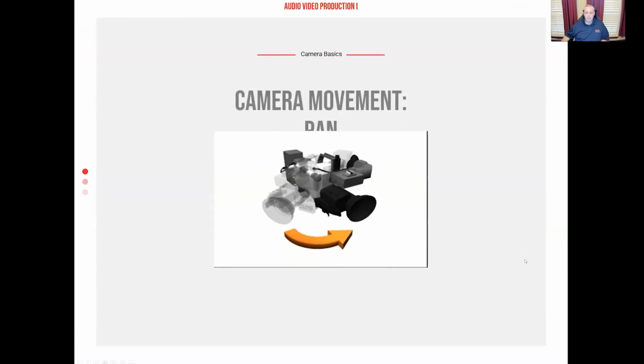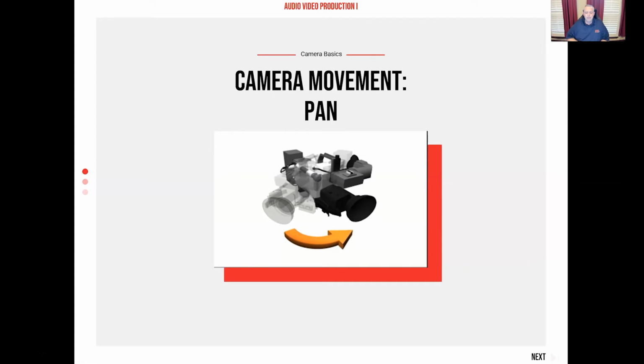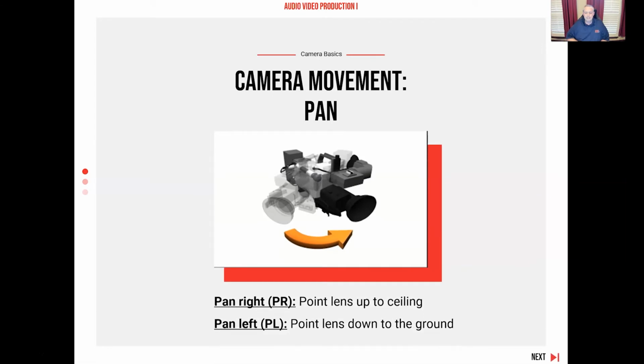Our next movement that we have is the pan. Pan is moving side to side. So if you take your head and you move to the left and you move to the right, you can see what your lens can see as you move left to right. That's what we call pan. So we have pan right and we have pan left. And I'm not sure why this is up to the ceiling and down to the ground, because that is not accurate at all. So my slide here is incorrect. Pan right, side to the right. Pan left, side to the left.